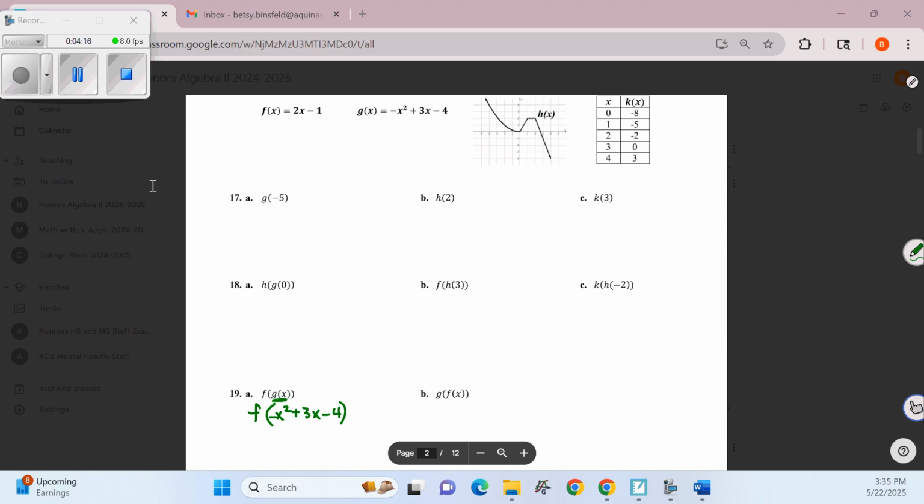Every place we see an X, we're going to replace it with our new input, which is this whole strand here. So that would be 2 times -X squared plus 3X minus 4 and minus 4. Right, so this is like 2 times the input minus 4. This wants us to distribute that 2 through, so -2X squared plus 6X minus 8 minus 4, which is equal to -2X squared plus 6X. And then we can combine the -8 and -4 to be a -12 there.